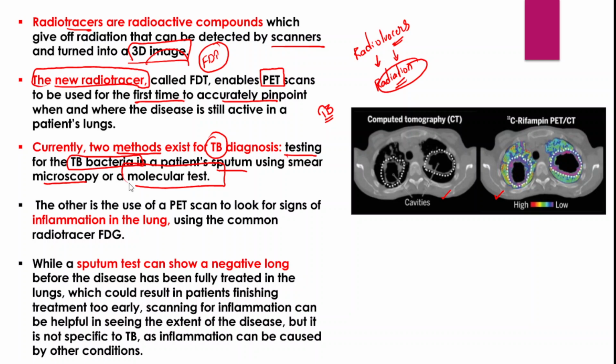However, the other method of diagnosing the TB disease among affected individuals is the use of a positron emission tomography scan, to look for the signs of inflammation in the lung. Tuberculosis mainly affects the lungs of the infected individual, right? So this positron emission tomography scan method is mainly used to look for signs of inflammation, if there are any inflammation conditions in the lungs, using the common radio tracer FDG.